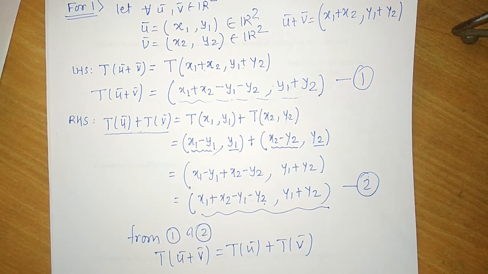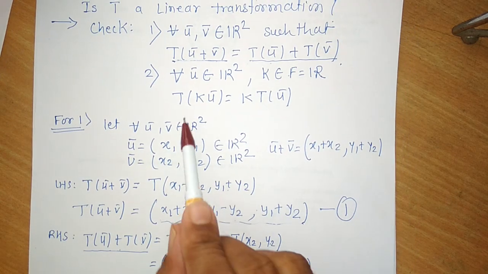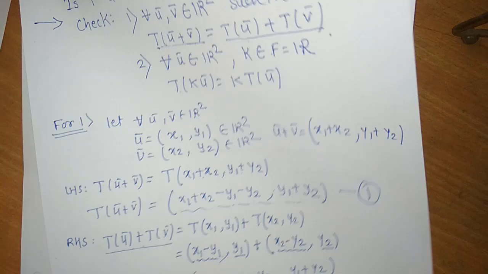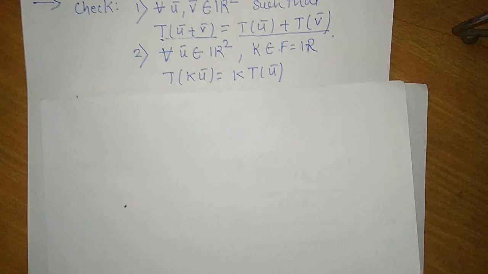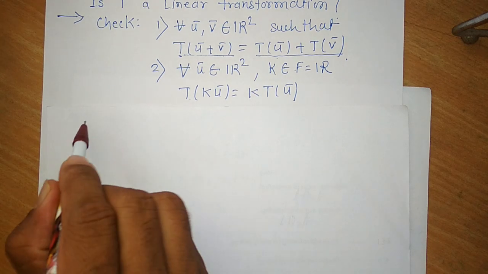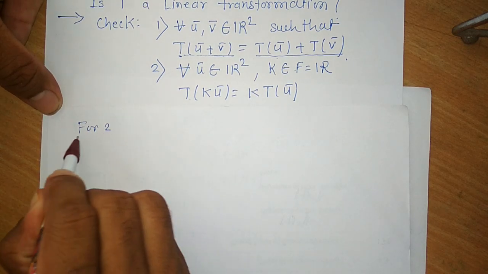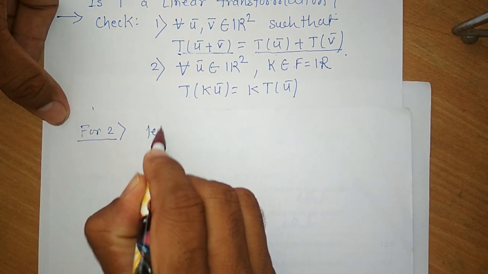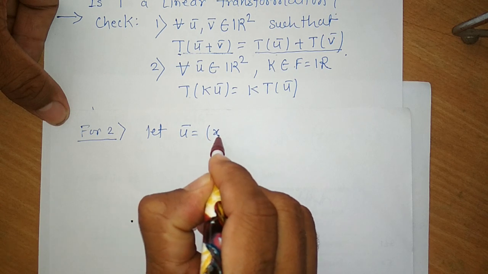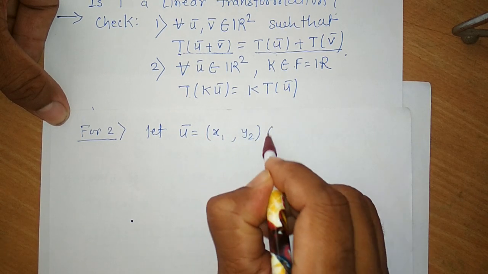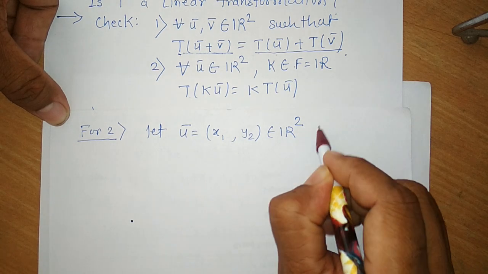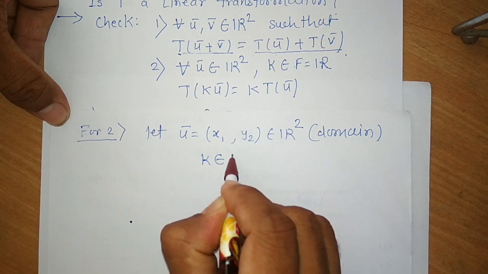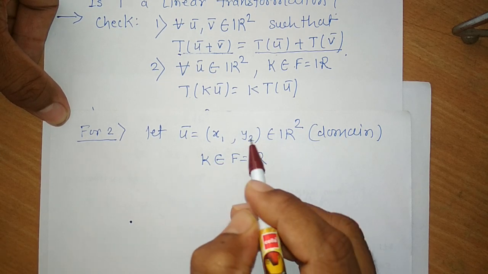Now we check the second condition. The second condition is T of k u bar is k times T of u bar. For the second condition, we need one vector u bar in R2. Let u bar be the vector with components x1, y1 belonging to R2, which is the domain set. We need one scalar, say k, belonging to F, and the field is real numbers.